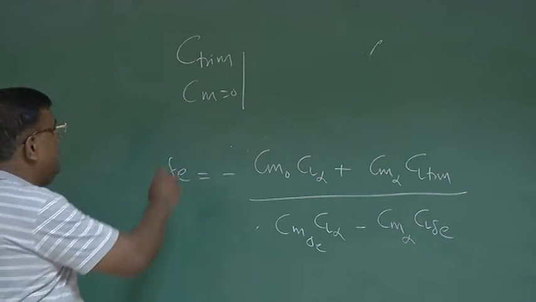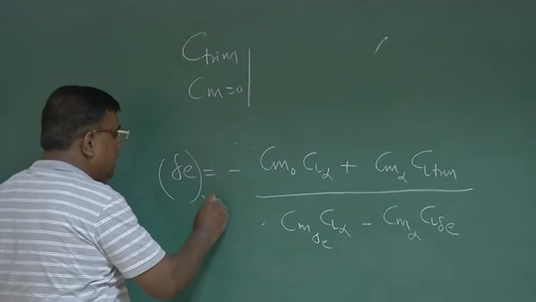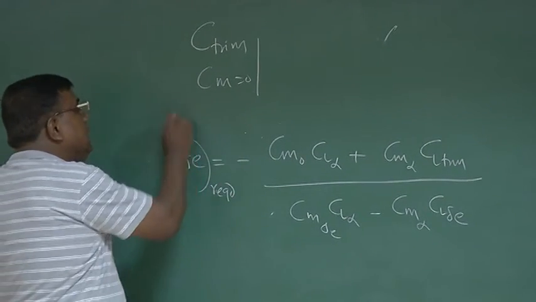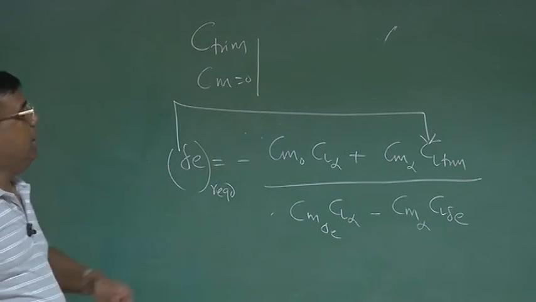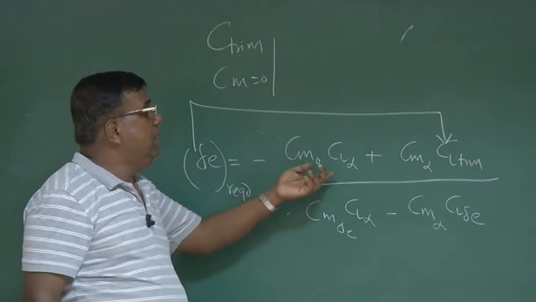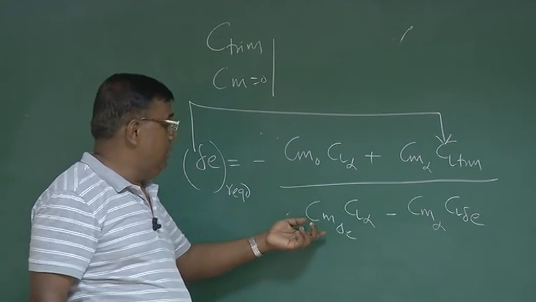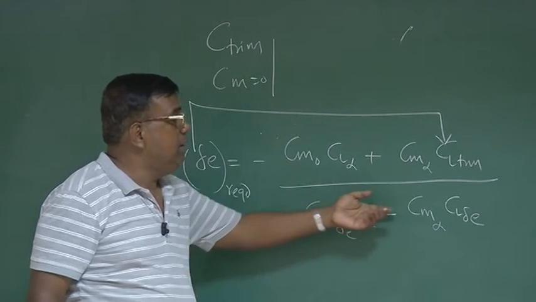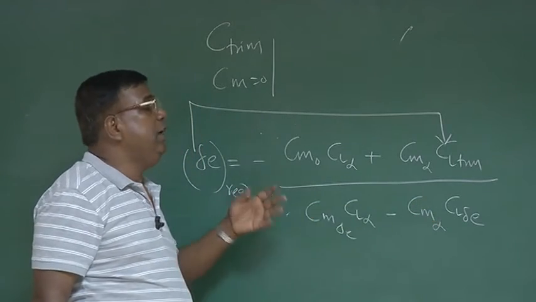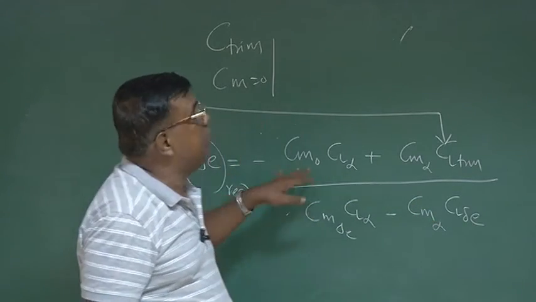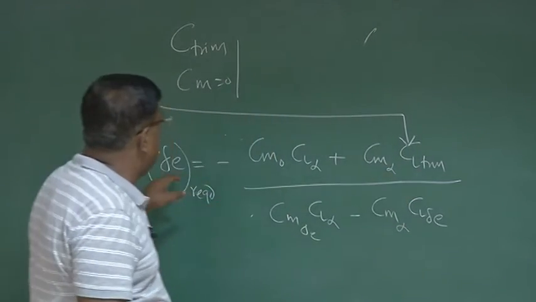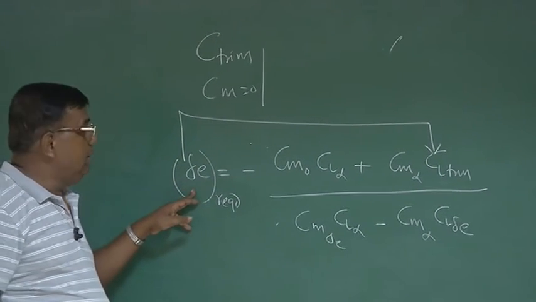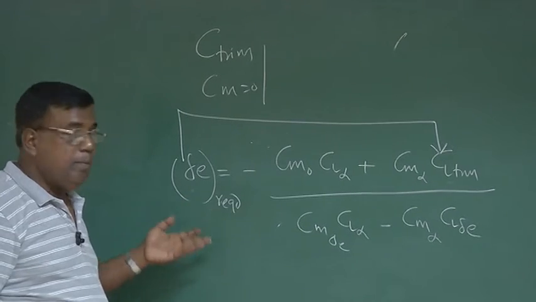Okay, this is what? Don't forget, this is delta E required for a particular CL trim. What is the information required? I need to know Cm naught of the airplane, CL alpha of the airplane, Cm delta E of the airplane, and CL delta E of the airplane. If I know, then immediately this expression will tell me if I want to fly at CL trim 0.6, what is the delta E required? Correct? That is what is our aim.